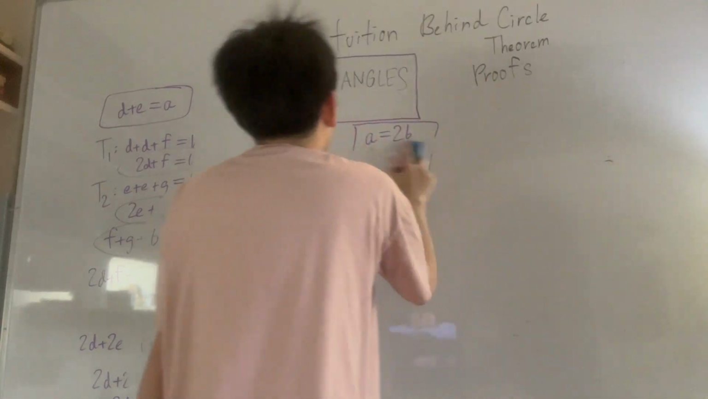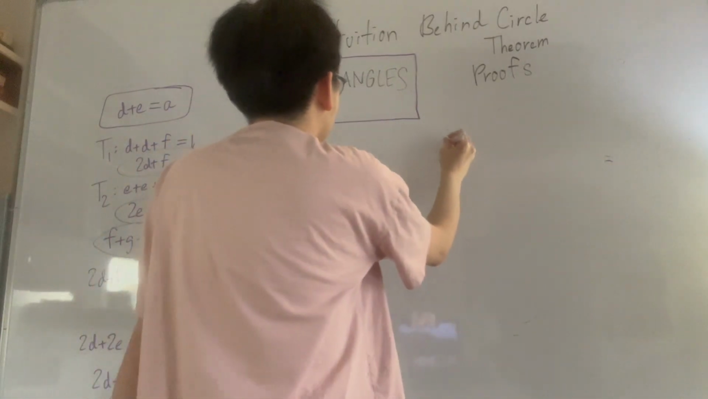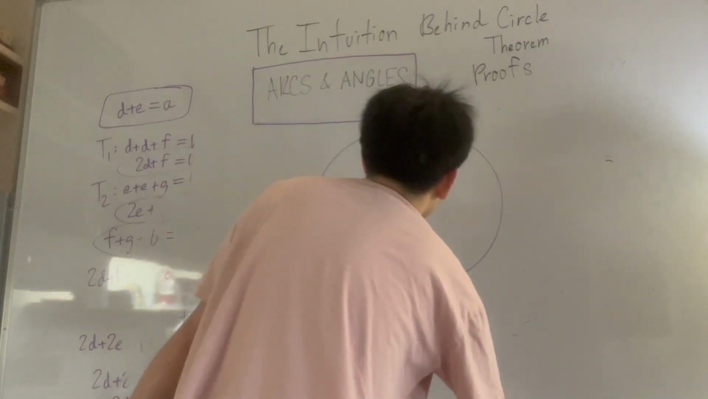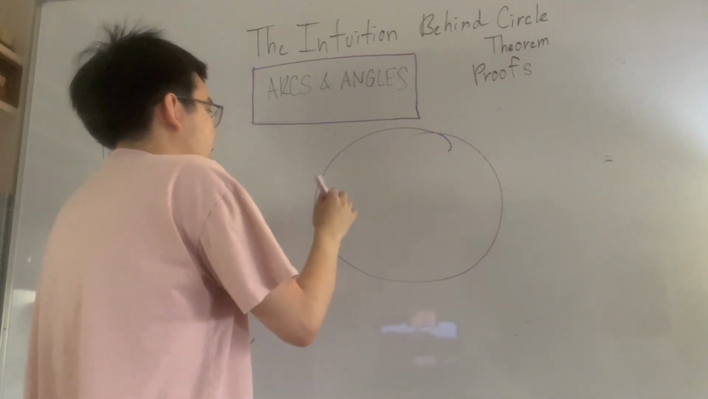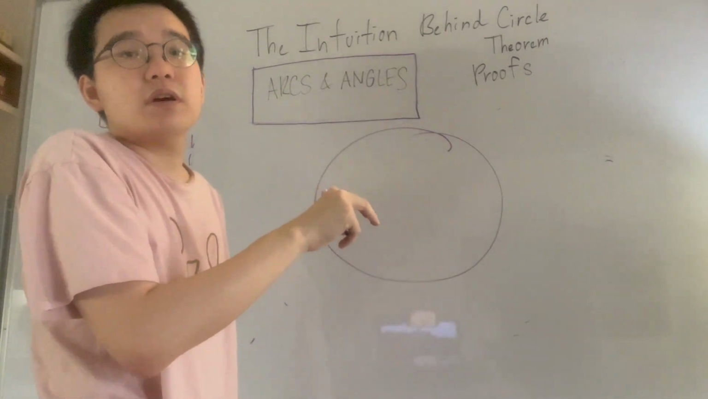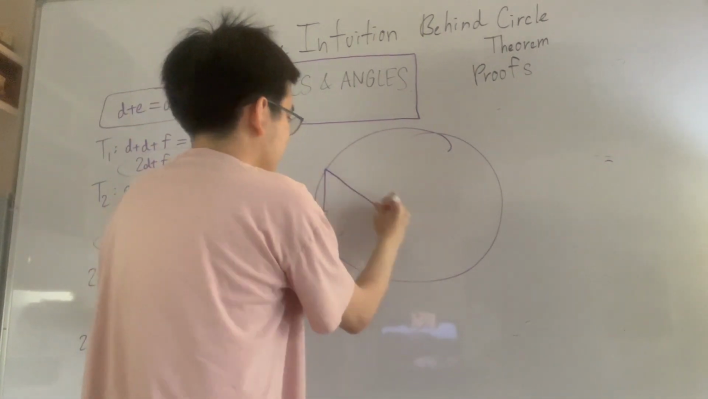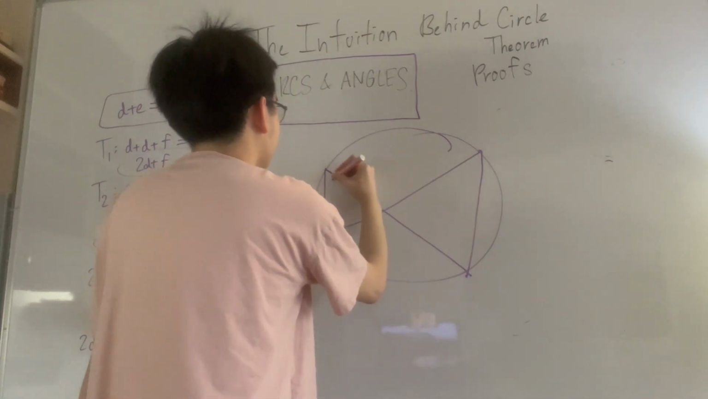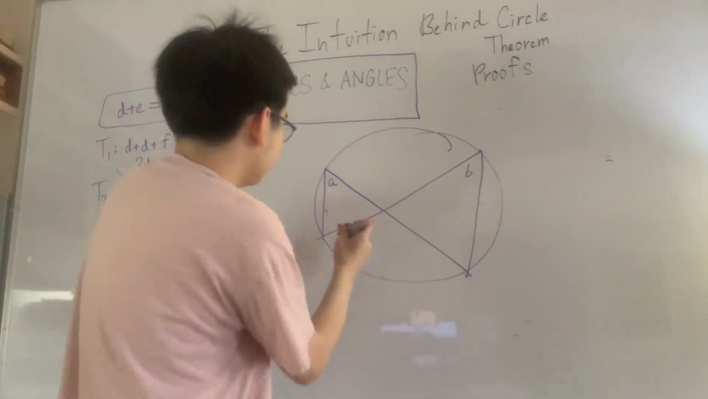Then there's another theorem, theorem 3, where if I were to draw a circle, and I draw two angles that share the same arc, so a picture like this. I'll call this angle A, I'll call this angle B, and they all share this arc down here at the bottom.